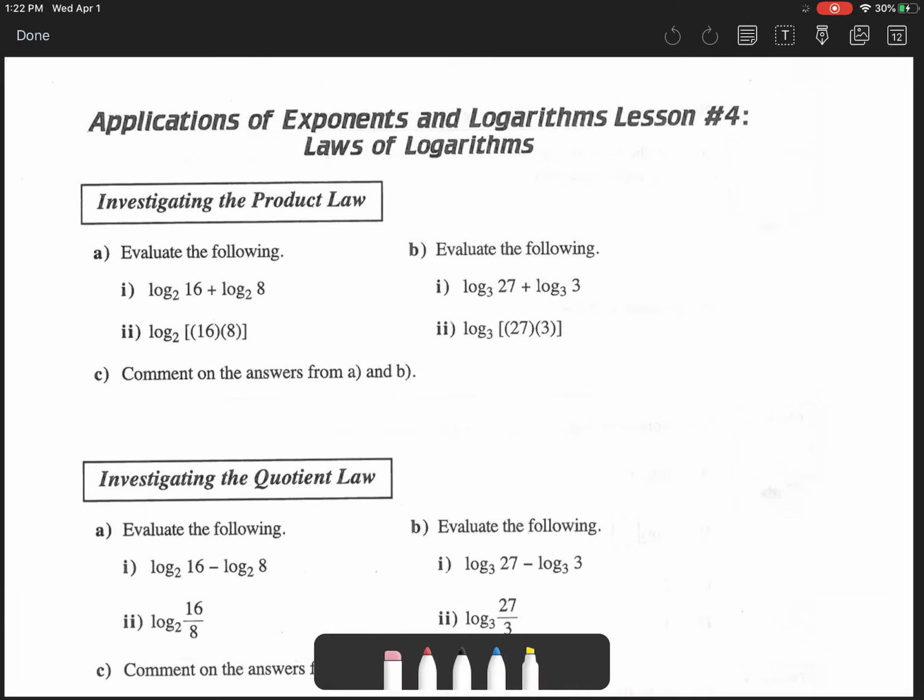Okay, they just walk us through some questions which kind of look like this. So they say evaluate the following. So in the first question here, log base 2 of 16, okay, that has a value of 4.